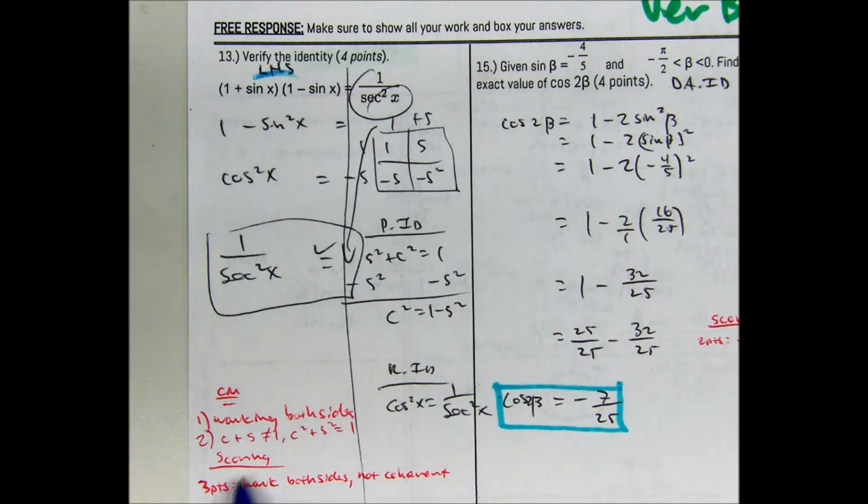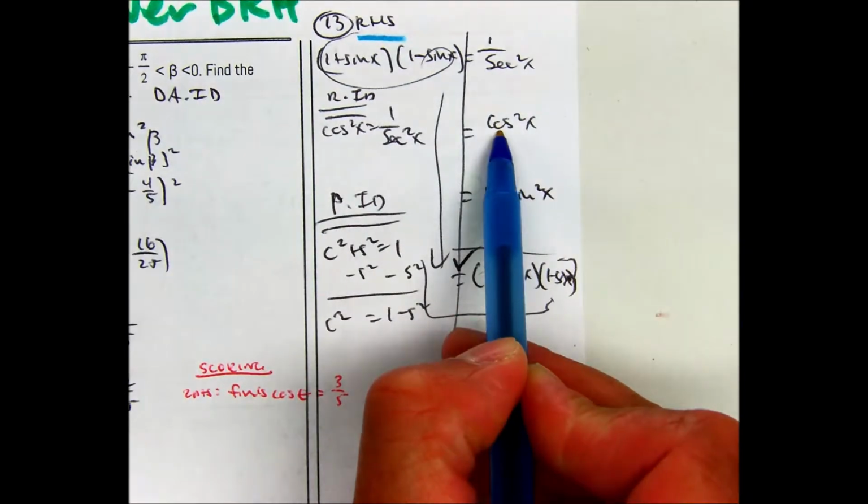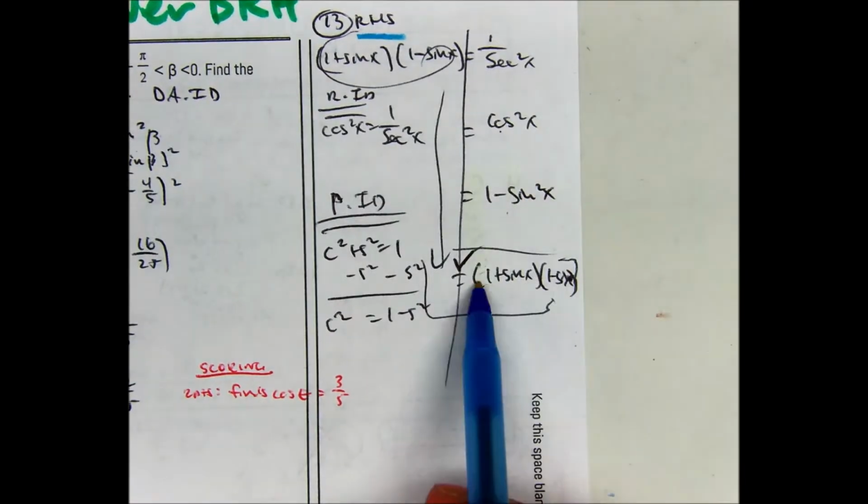If you worked on the right-hand side, it's basically the opposite. 1 over secant squared x, use the reciprocal identity, and then you use the quotient identity, and then you would factor to the difference of squares, 1 plus sine x, 1 minus sine x.